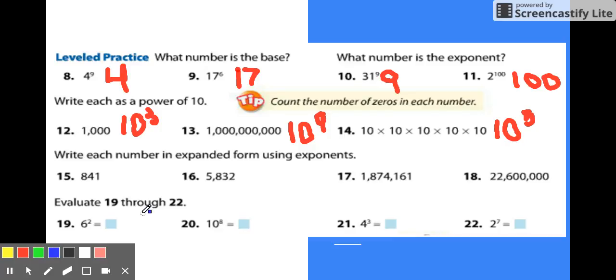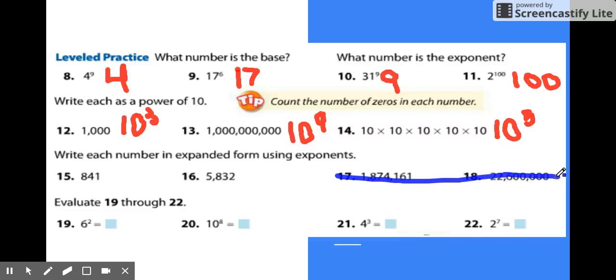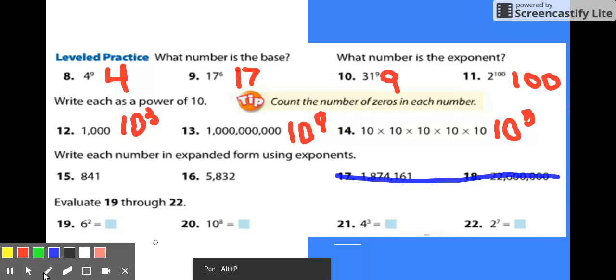Okay, numbers 15, 16, 17, and 18 say write in expanded form using exponents, but writing in expanded form takes up a lot of space. So go ahead and don't do number 17 and 18 because they don't even give you enough room to write it. So we're going to do 15 and we're going to do 16. And then I'm going to flip to the next slide and talk about it.